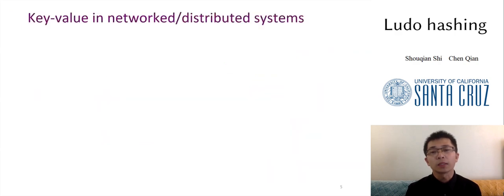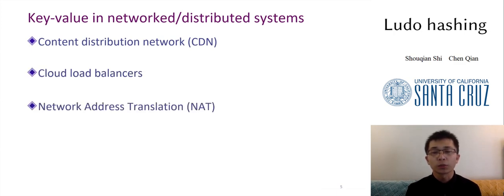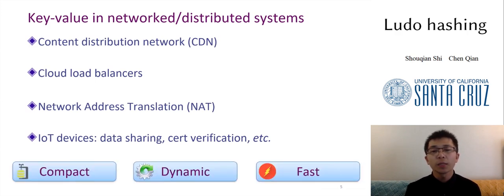Key-value lookup engines also find their way in many other networked or distributed systems, including but not limited to the resource locator in the content distribution network, the connection to server mapping in the cloud load balancers, the translation table in the network address translation. And IoT devices may also require key-value lookup in data sharing, certification, verification, etc. Compact, dynamic, and fast are common requirements for the key-value lookup programs in the above systems and even more.